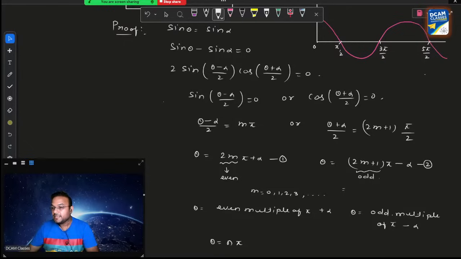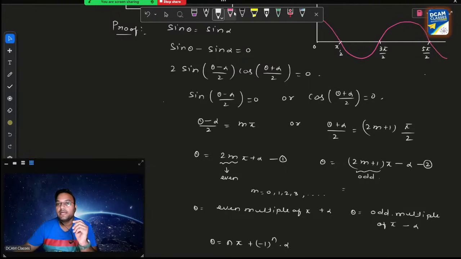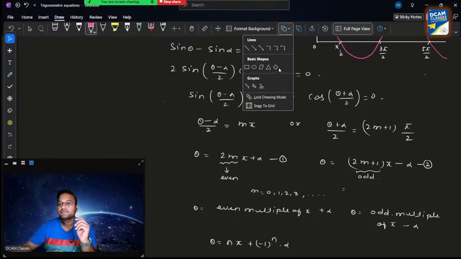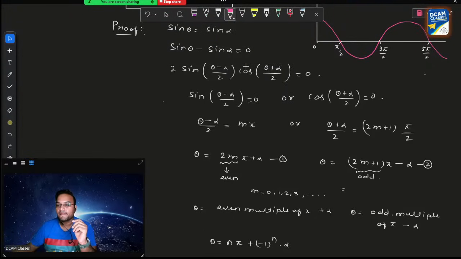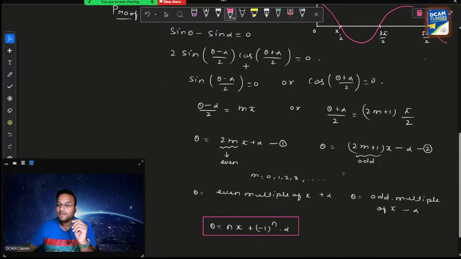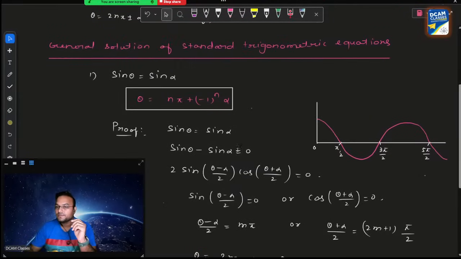Again, here plus is there, minus is also there. So minus also we have to take part. So we'll do minus 1 whole power n into alpha. So for n is equal to 1, when it is an odd number, you'll get minus thing. When n is even, you'll get plus thing. So that's why we get the result as this, combining both the cases. Understood? Why we get the general solution as theta is equal to n pi plus minus 1 whole power n to alpha.